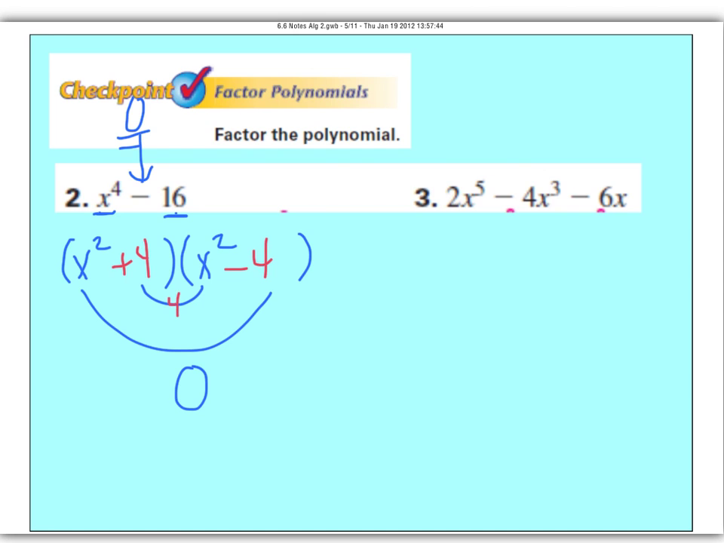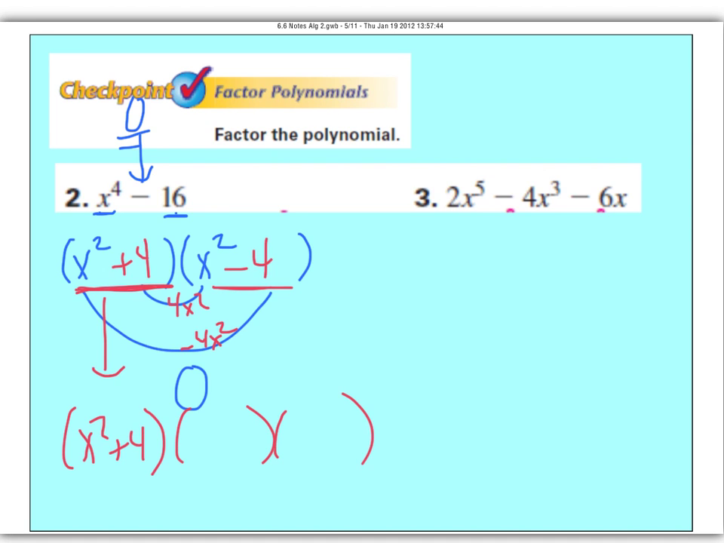This would give us a 4x and a minus 4x, which is no middle term. Now this one cannot be factored further, but the second one can. So I'm going to rewrite this first one down, and I'm going to further factor this last one.